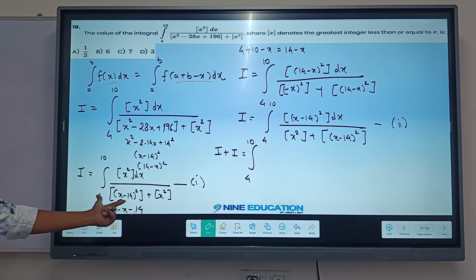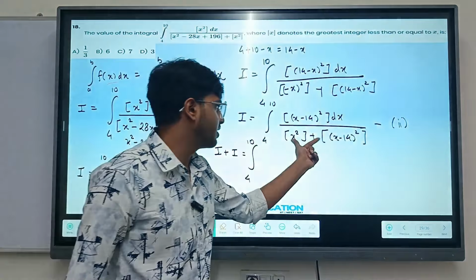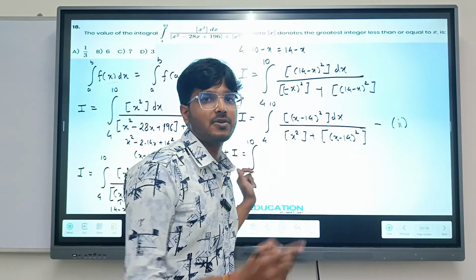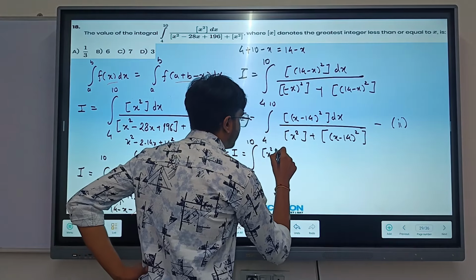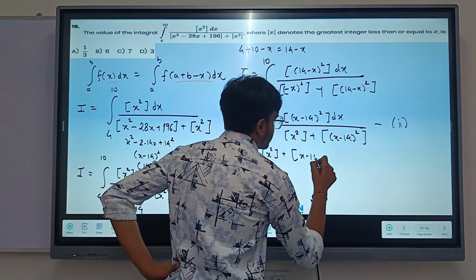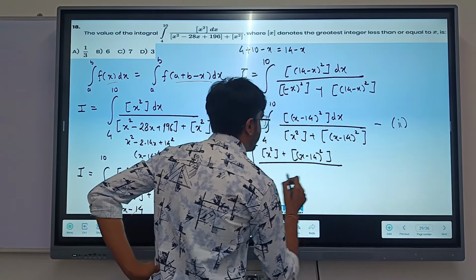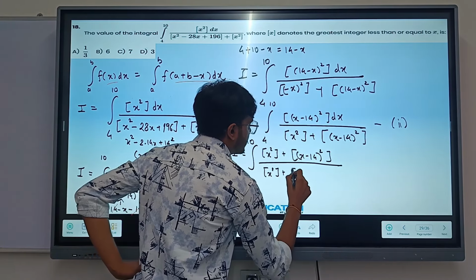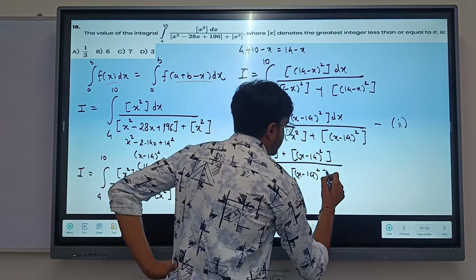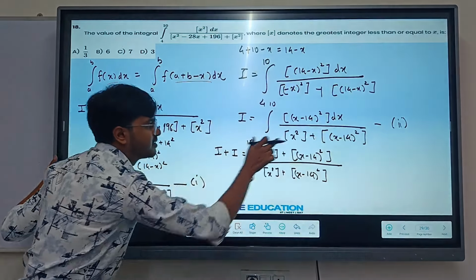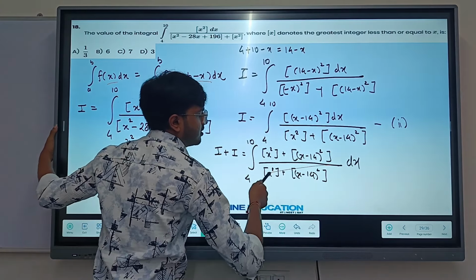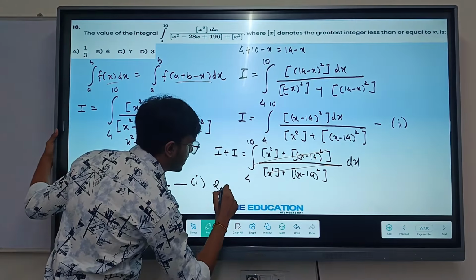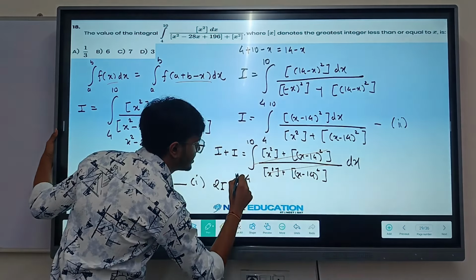Just look at the denominator. What is the denominator here? The greatest integer of (x minus 14) square plus x square, and the greatest integer of x square plus (x minus 14) square. The denominator is the same, so I can directly add the numerators. So the greatest integer of x square plus the greatest integer of (x minus 14) square, divided by the greatest integer of x square plus the greatest integer of (x minus 14) square, dx. Understood how it came? The denominator is the same, directly adding the numerators. Both of them came out to be the same. So I plus I, 2I, equals the integral from 4 to 10 of dx.